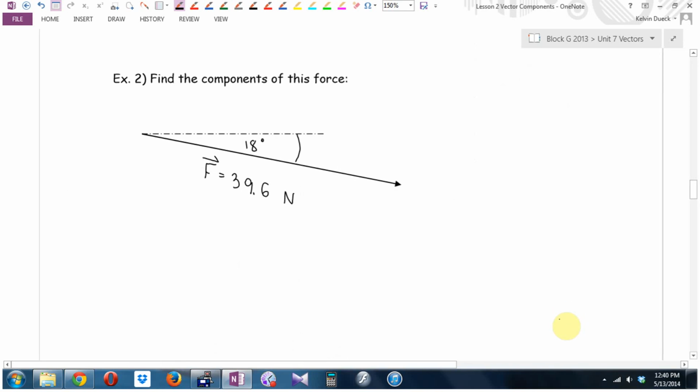Find the components of this force. Again, I'll use X for horizontal, but it's a force. What would be a good letter to use for force instead of V? F, and F.